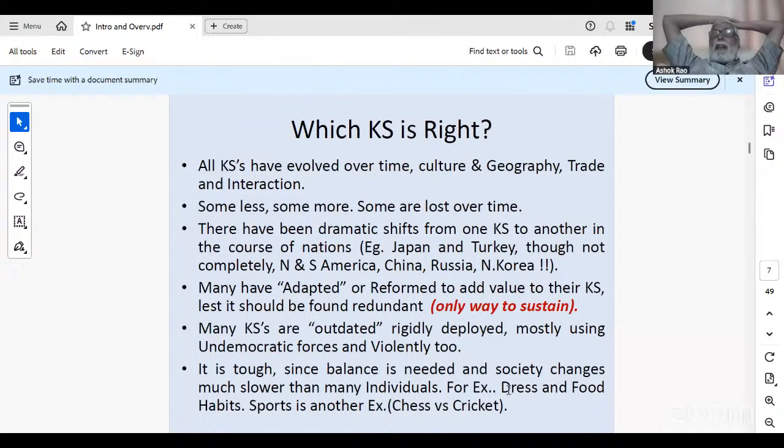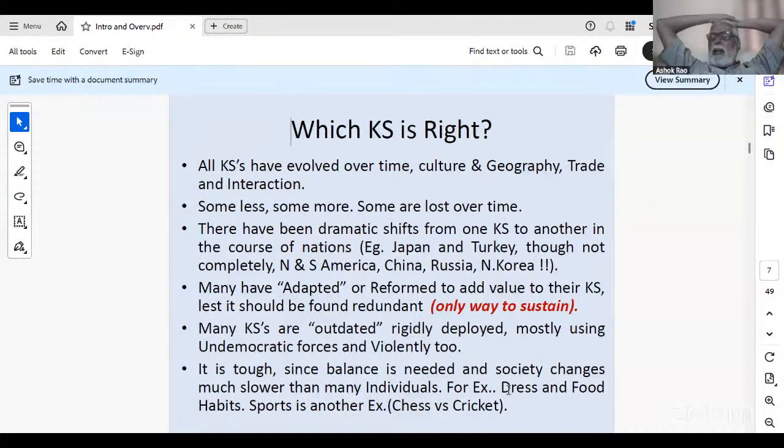So all knowledge systems have evolved over time, culture and geography, trade and interaction. These are the main factors. They have evolved over time. They are time tested. The culture and geography of the place where they evolved has played a significant role. Trade and interaction has influenced and made a lot of changes. Some less, some more. Some are lost over time. There have been certain knowledge systems which are permanently lost. We have absolutely no idea what they are now.